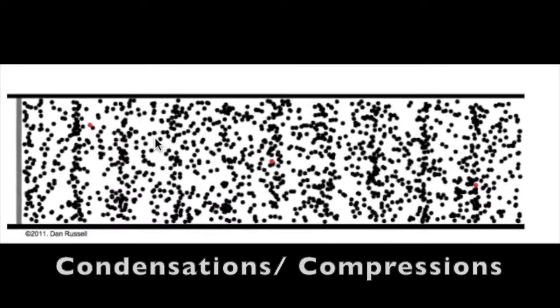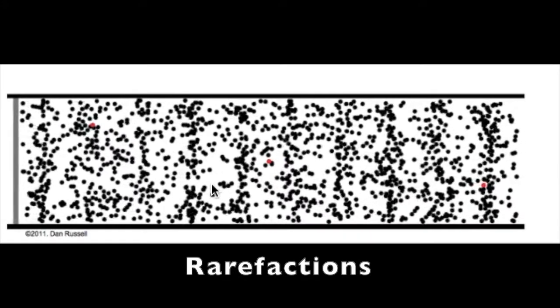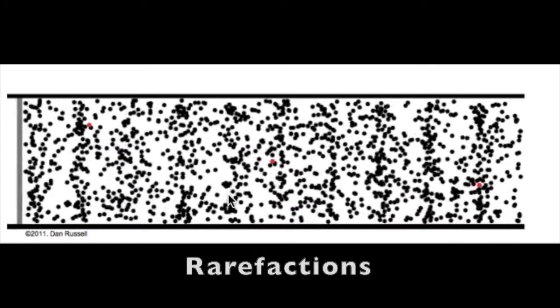Okay, the parts that we really care about, these clustered in areas, these are called condensations or compressions. They're higher pressure areas. And the area in between is called a rarefaction. Rare, think of things are rare in that area. So the condensations, the areas of high pressure, move in this direction, even though the particles don't move in this direction. They just move back and forth in simple harmonic motion.